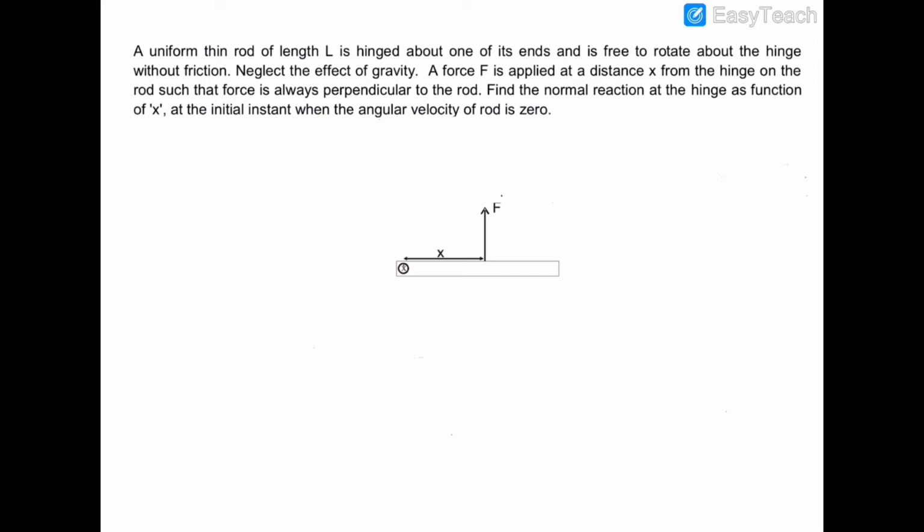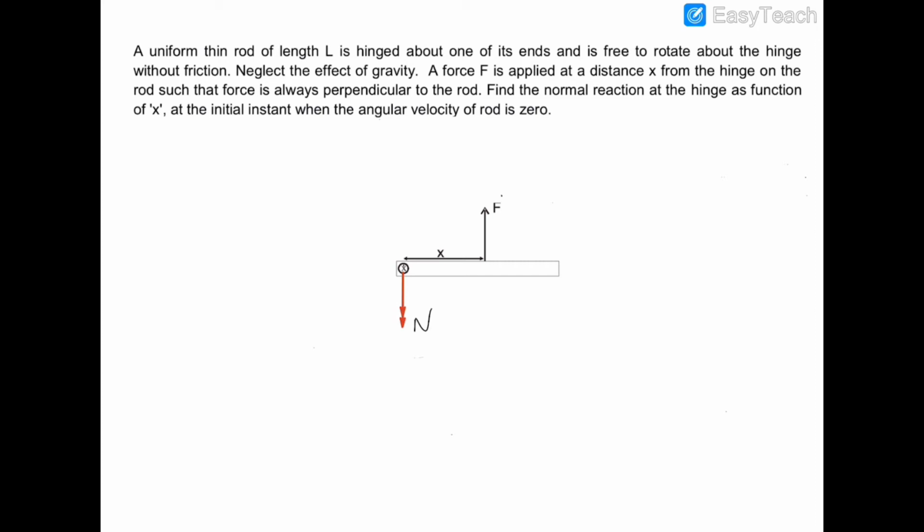So we can easily see that if this hinge were not present at this point and this rod was free to move, then this rod would have moved in the upward direction due to the fact that this force is applied in the upward direction. So we can say that the hinge normal reaction force would be acting in the downward direction. So this is normal reaction N.